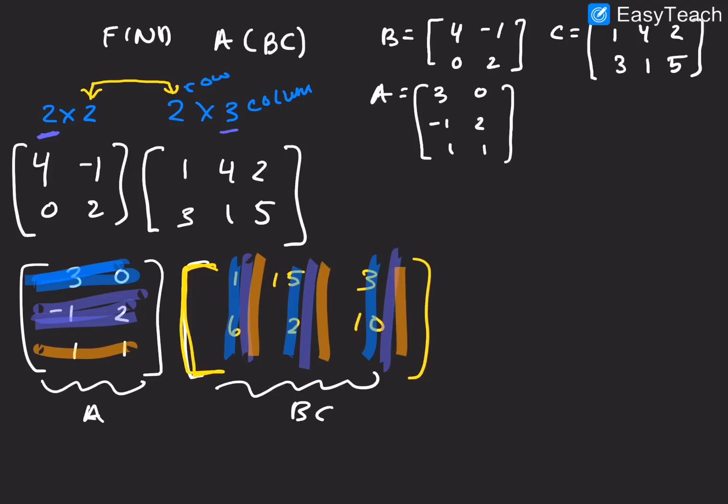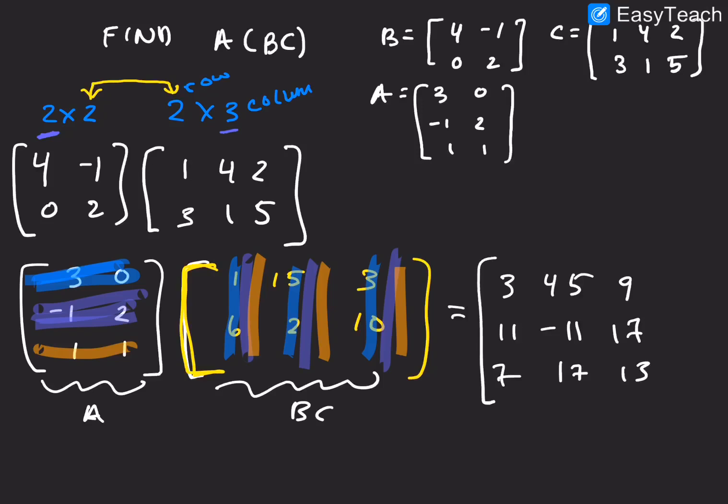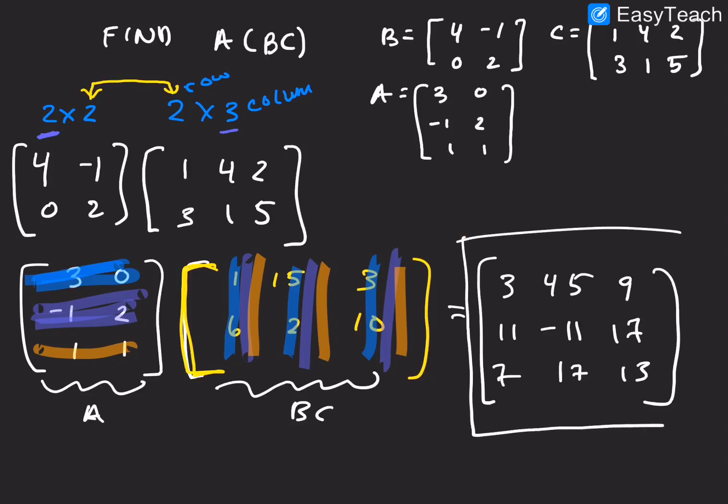And after I'm done doing that, my answer will be 3, 45, 9, 11, negative 11, 17, 7, 17, 13. So this is the answer, A times B times C. And if I look, that is my answer.